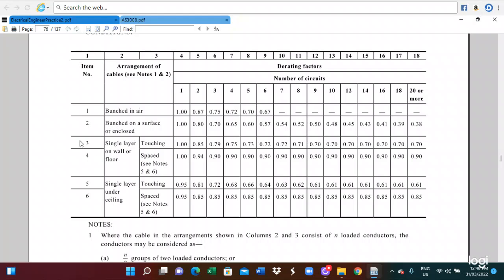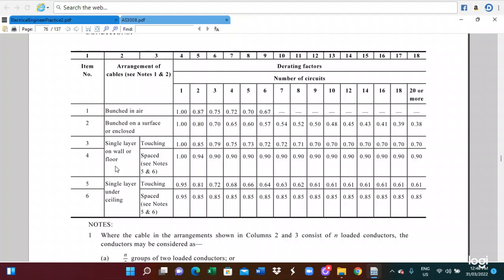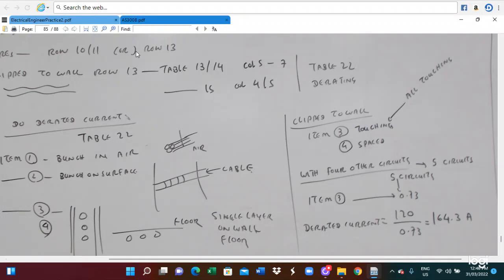So this is item 3, touching, and we look at how many circuits. The number of circuits is 5, with the other 4 circuits, so this is a 5-circuit group. For 5 circuits, item 3, you look here. So the derating factor is 0.73, we got it. This 0.73 is the derating.